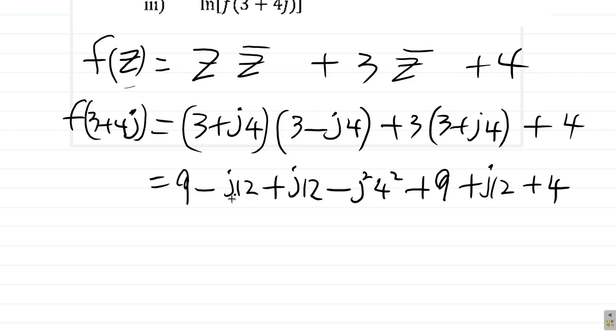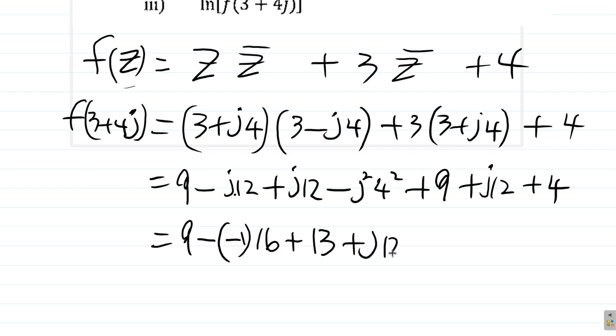Now here, this is going to be 9. Negative j12 plus j12 is 0. So the next thing we have is minus j squared, 4 squared. But j squared would be square root of negative 1 squared, which is negative 1. So it's minus negative 1. 4 squared is 16. Plus, okay, we can just add the 9 and 4 from now. 9 and 4 is what? 13. 13 plus j12.